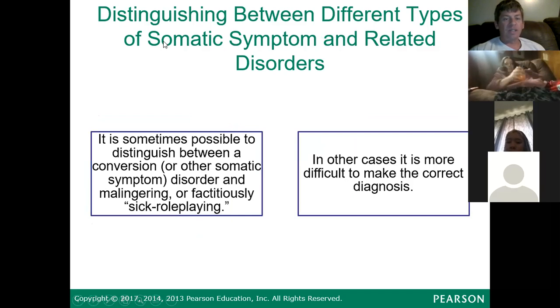All right. So distinguishing between different types of somatic symptoms and related disorders. It's sometimes possible to distinguish between a conversion or other somatic symptoms disorders and malingering or factitiously sick role playing. In other cases, it's more difficult to make the correct diagnosis. So, what does this mean? It means ultimately, sometimes it can be difficult to determine whether or not it's a true somatoform disorder or if they're doing it intentionally, knowingly, looking for attention.